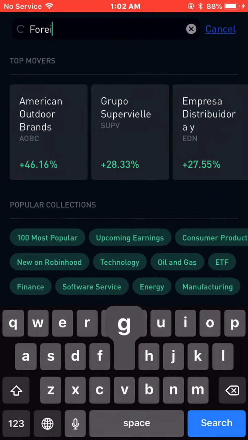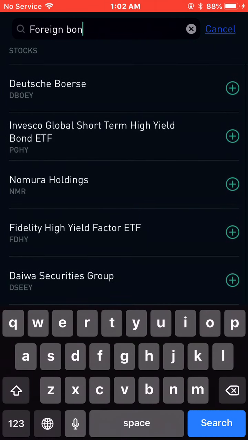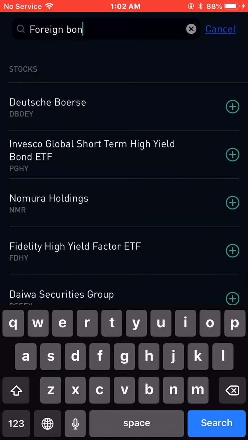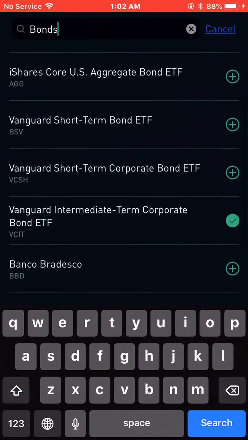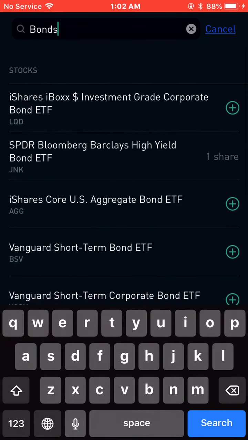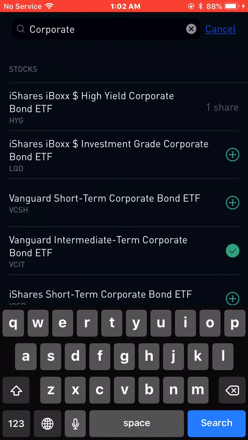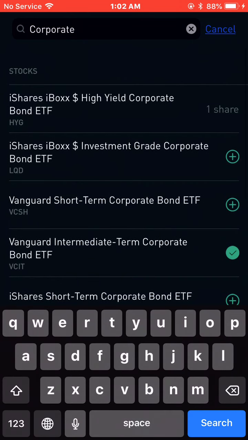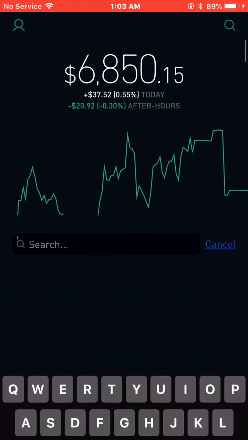Also, foreign bonds. Actually, I'm not sure if I'll find any foreign bonds. And if you want corporate bonds, yeah. So just to repeat, you can look for intermediate bonds, long-term bonds, treasury bonds, corporate bonds, municipal bonds, high-yield bonds, foreign bonds. So you can use the search bar in Robinhood.